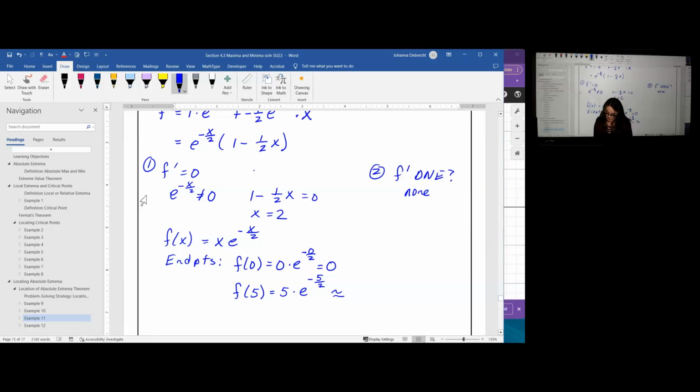This, of course, can also be written as 5 divided by e to the 5 halves. Let me take my calculator, and you can take yours, and let's get an approximate value for that. I want to take 5 times the exponential raised to the negative 5 halves power. I got about 0.41.